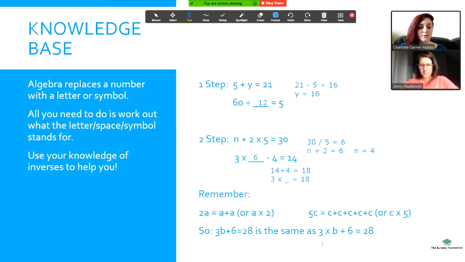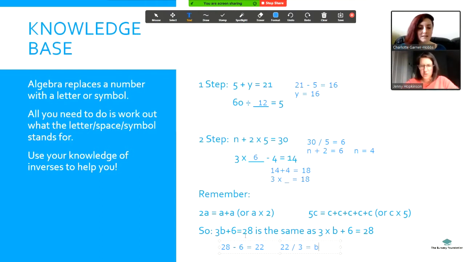I can't do 3 times b yet anyway, thinking about BIDMAS, so I've got to subtract 6 first. So if I do 28 subtract 6, what am I going to get? 22. 22, yep. And then 22 divided by 3 is going to get me the answer to b.